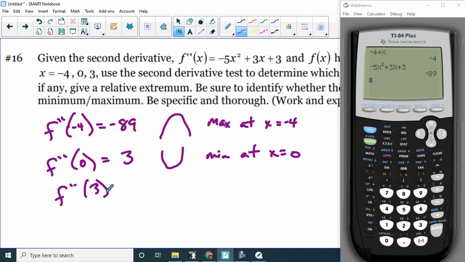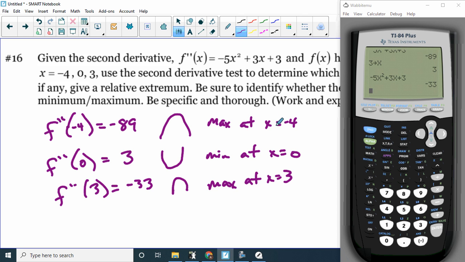If we plug in 3, we get -33, negative, so concave down, max at x equals 3.